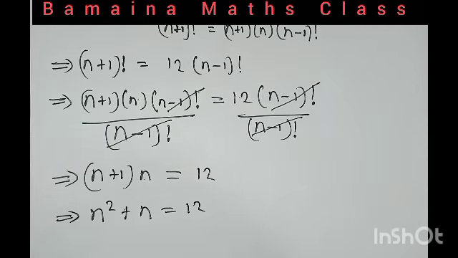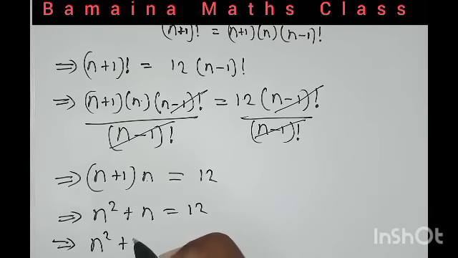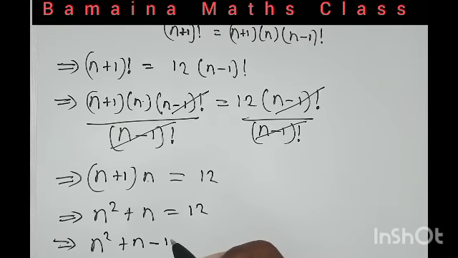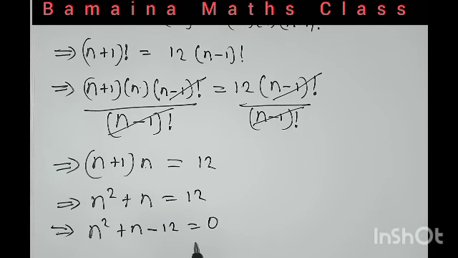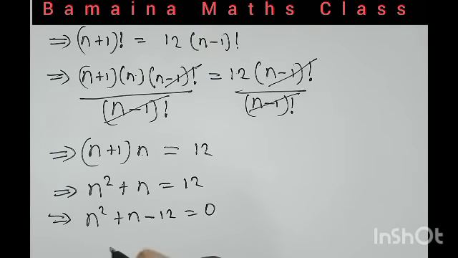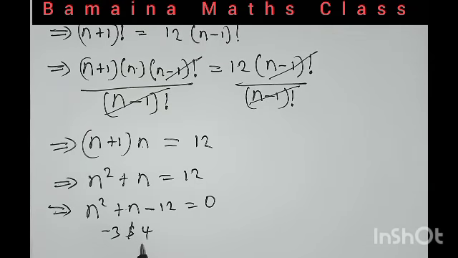So now we take 12 to this side. We are going to have n² + n − 12 = 0. This is a quadratic equation, so you factorize it. You look for two numbers that multiply to give −12 and add to give 1, and the numbers are −3 and 4, because −3 times 4 gives −12, and −3 plus 4 gives 1.